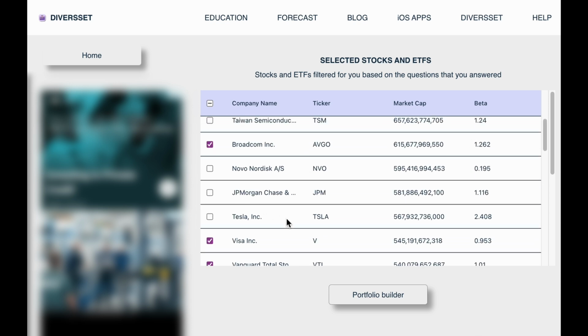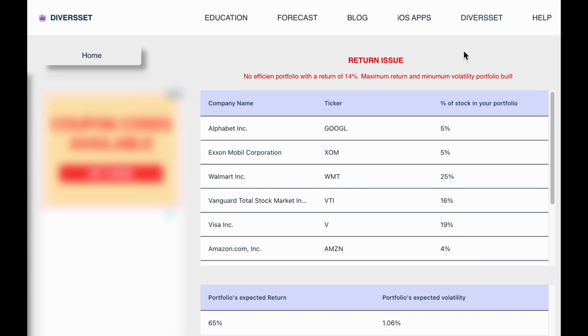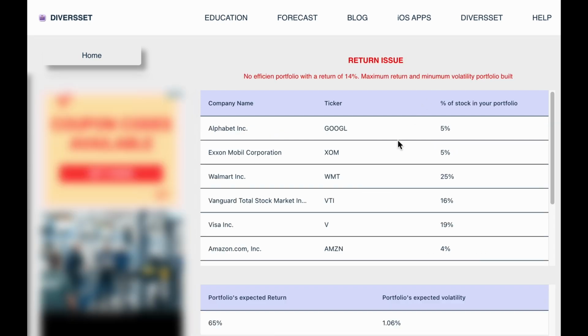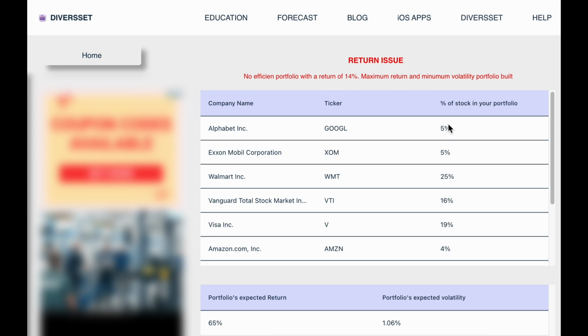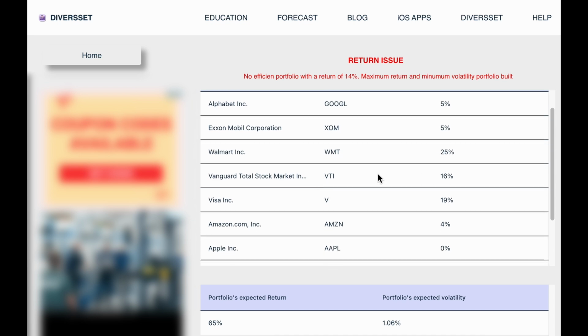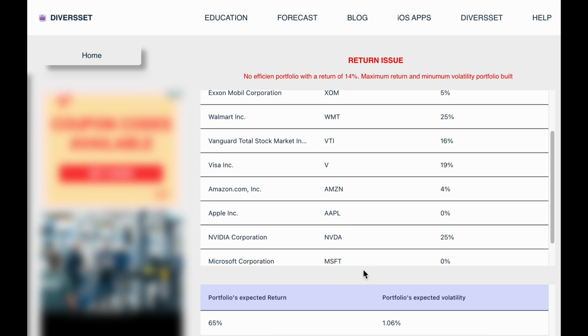Now you can press the Portfolio Builder button, and Diverset will build your efficient investment portfolio. Now Diverset says, listen, you've selected 10 stocks, and if you put exactly these weights in your selected stocks, so for example 5% in Google shares, 5% in ExxonMobil, 25% you allocate to Walmart shares, 16% to Vanguard, 19% to Visa shares, 4% to Amazon shares, then I can minimize your portfolio's volatility to only 1%, and your portfolio's expected return will be 65%.